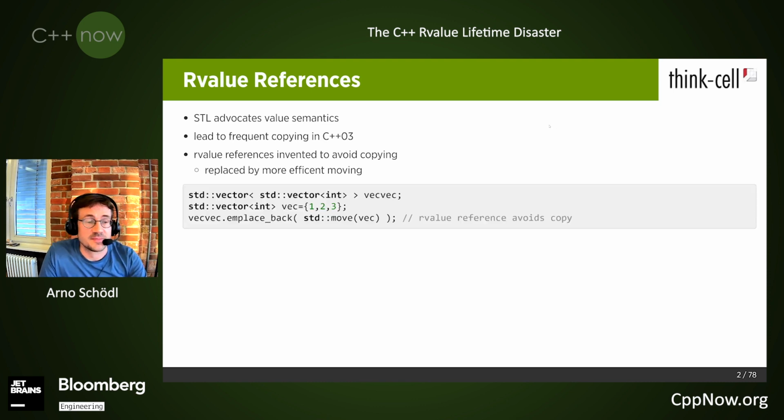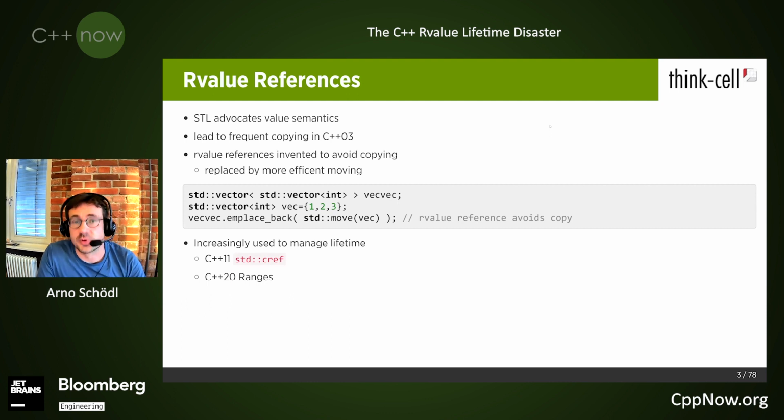Now, here's an example. Say you have a vector of vectors, and you're putting another vector into that vector of vectors. And by means of moving, we avoid the copy. The memory that the vector we're going to move in allocated is being reused for the vector that's inside the vector of vectors.